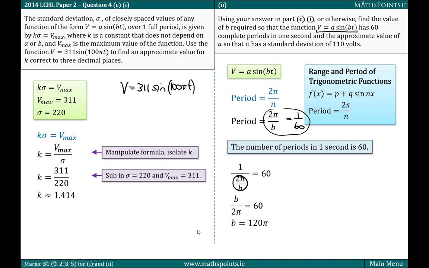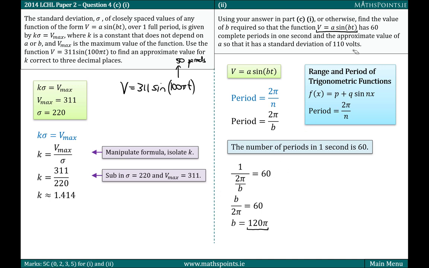Now a lot of people might have done that without the formula, more intuitively. They would have said, maybe looking at our previous example, we have 100 pi and there were 50 complete periods in a second. Well, what if you had 60 periods? Well, if 50 periods is 100 pi, then 60 periods is clearly 120 pi. So some people might have looked at it like that. If we wanted to do a formula, we could have done it this way.